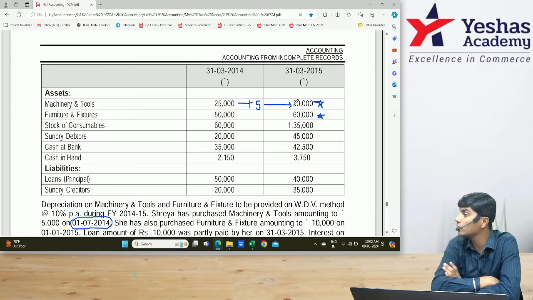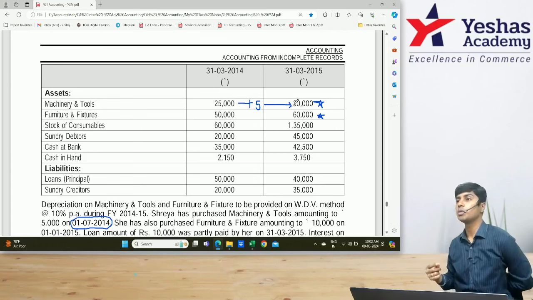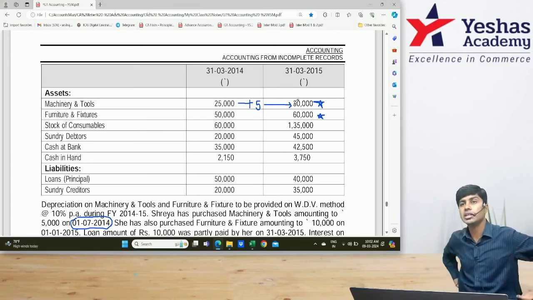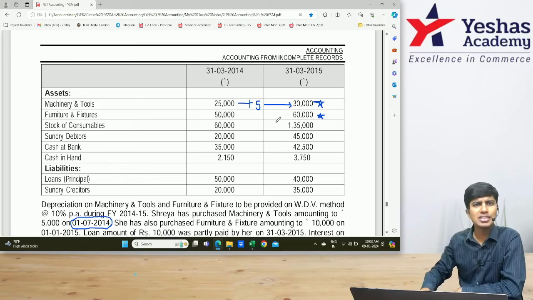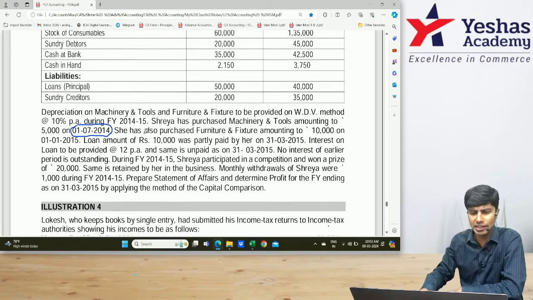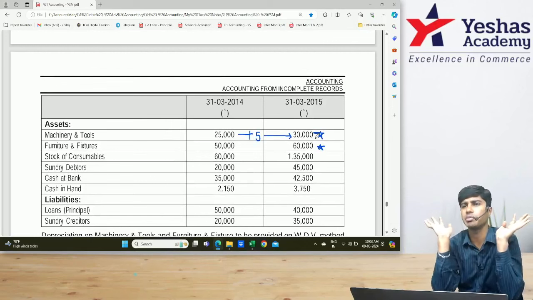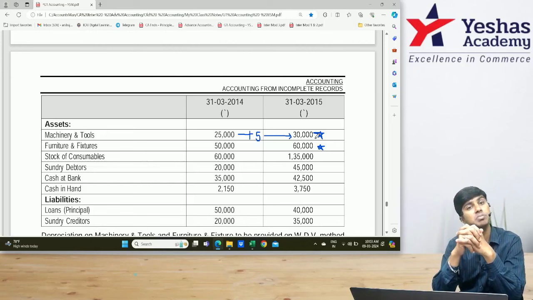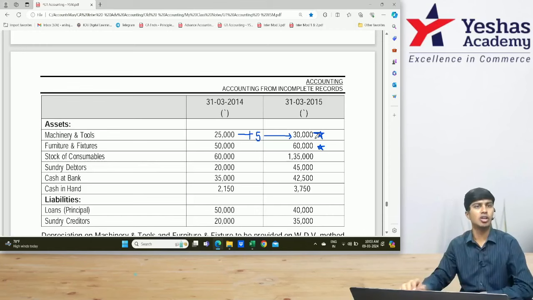On 25,000, 12 months. On 5,000, 9 months. I repeat, 25,000 opening balance, how much depreciation? 12 months depreciation. 5,000 purchase, 9 months depreciation. Anybody has doubts? Understood? Say something. We'll do it later. But what we know is 30,000 is not the number that we should write in the statement of affairs. 30 is before depreciation. You should write 30 in a working note, compute depreciation, and then write it in the statement of affairs. Got it?